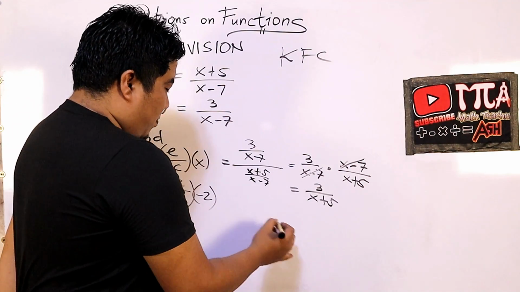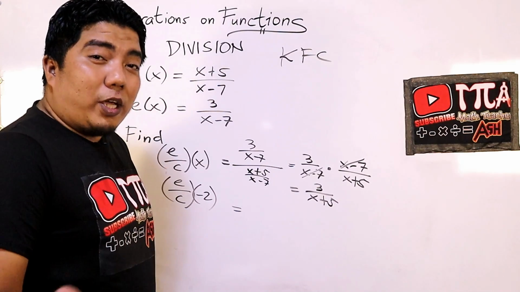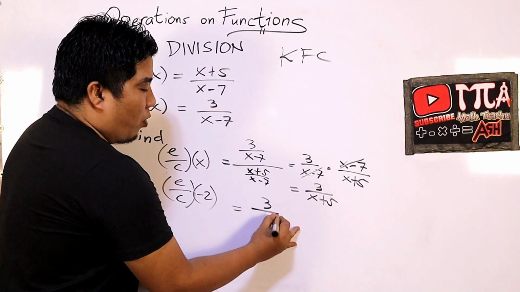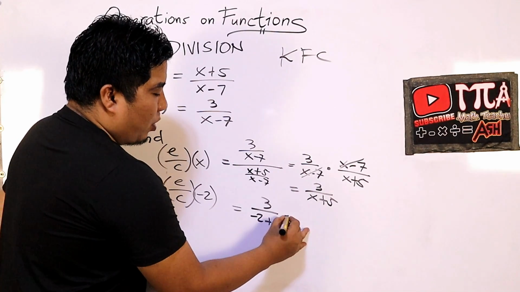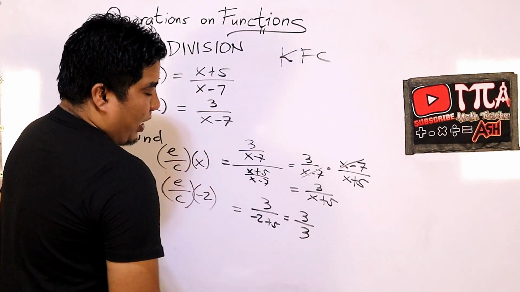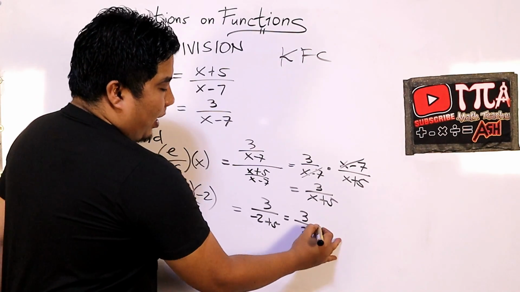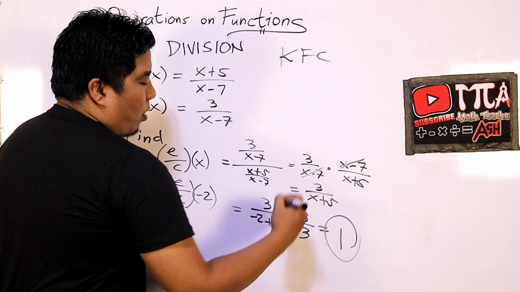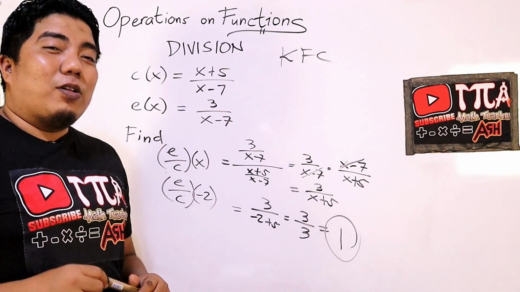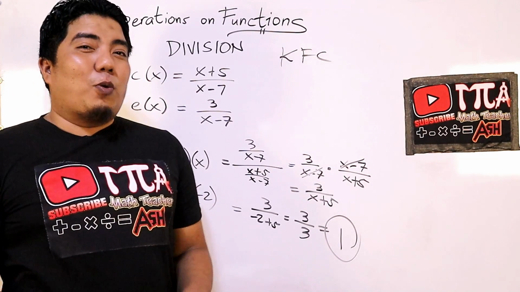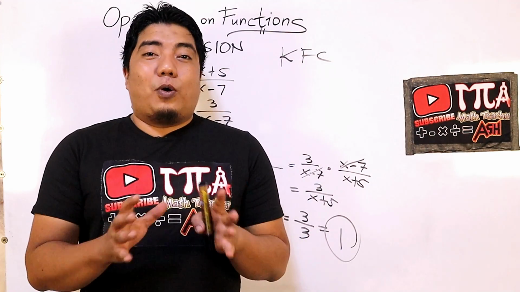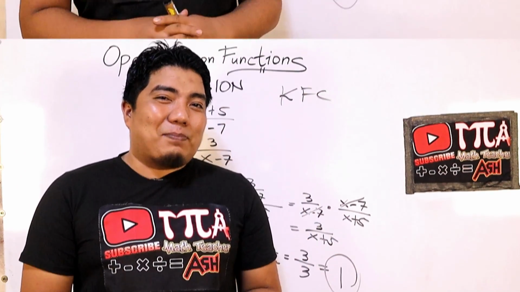So how about if we try to solve for e divided by c of negative 2? By doing so, what we can do here is substitute the value of x by negative 2, giving us 3 over negative 2 plus 5. So we have 3 over, what's that? Okay, positive 3. So 3 divided by 3, that is equal to 1. So therefore, the evaluation of e divided by c of negative 2 is equal to positive 1. Easy, right? So let us go to our next set of examples.